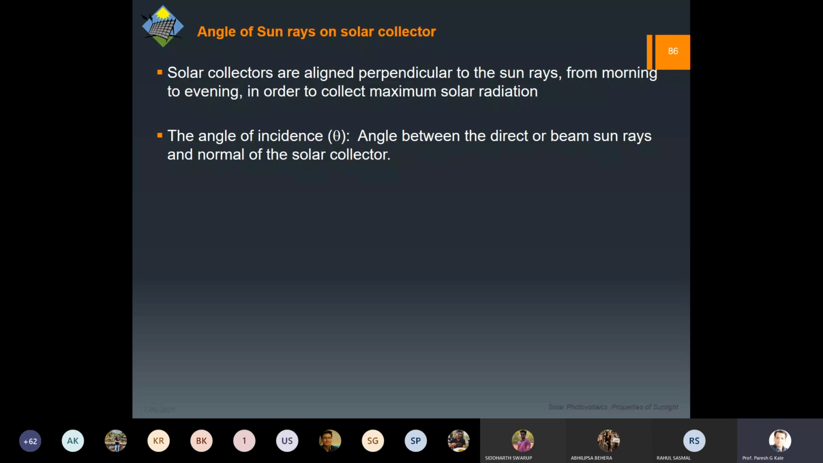But then most of the panels will be steady state. They will be fixed. The inclination will be fixed, position will be fixed. So for that, we have to find out a point where this maximum collection is done.